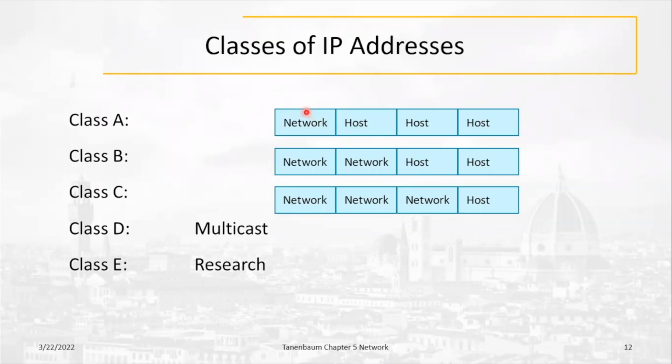Okay, so if there is only one network section, one octet which is identifying the network, and all other 3 octets are identified by the host. So the division of network and host is like this for class A. For class B, 2 octets network, 2 octets host. For class C, 3 octets network and only 1 octet of host. So this is the division of classes.